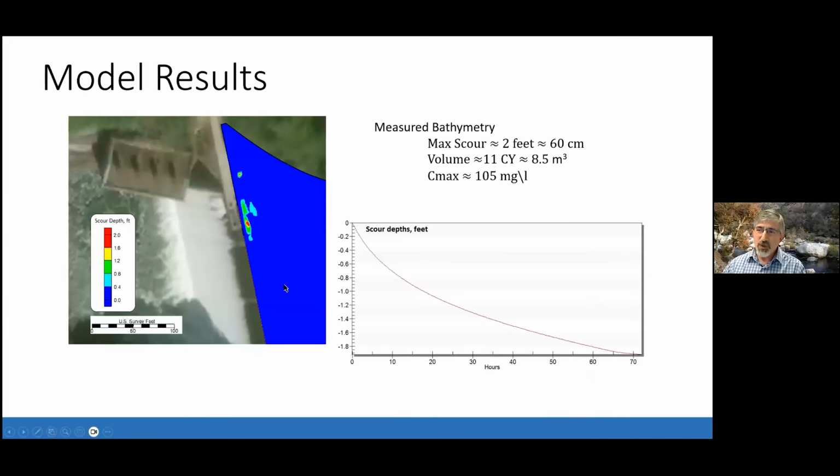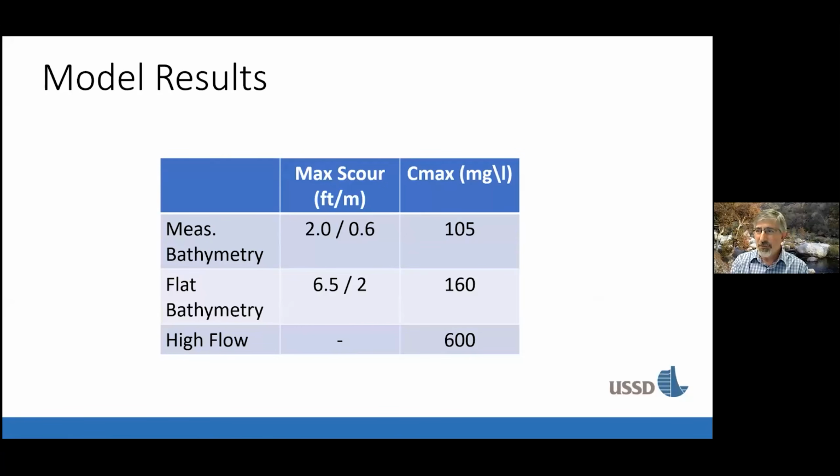So what we found, based on, I should say also on the scour, it was very small, really 60 centimeters, only about less than 10 cubic meters. So again, pretty small. Maximum concentration was also pretty small. Showing these results, just flashing it up there really quickly.